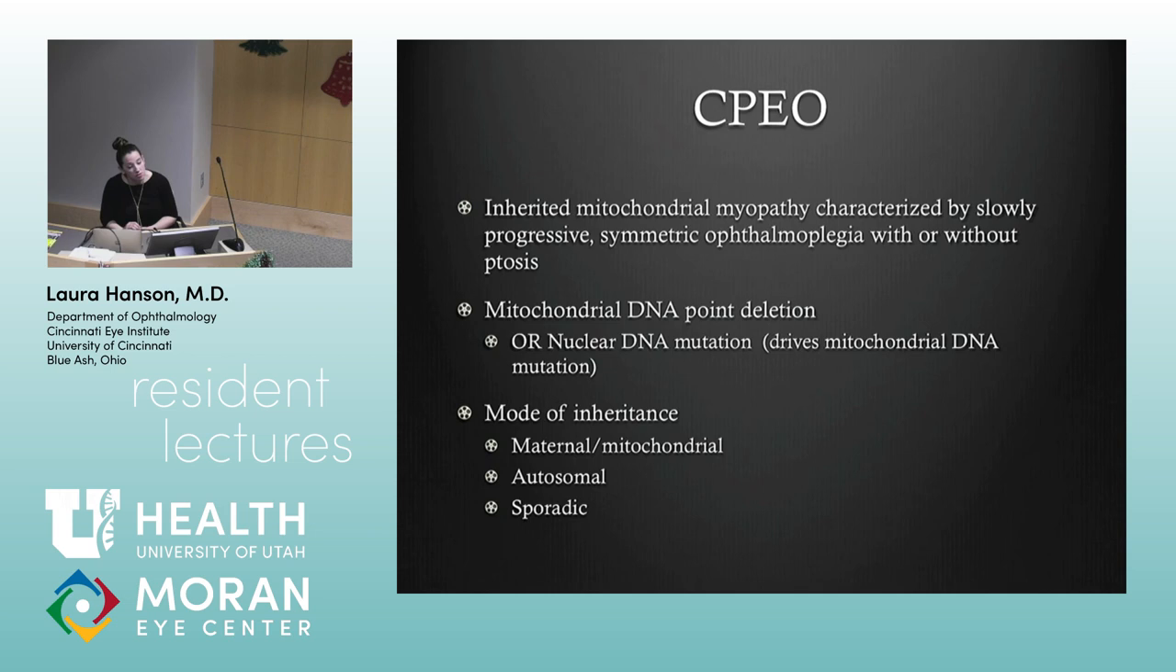CPEO, chronic progressive external ophthalmoplegia, is an inherited mitochondrial myopathy, which can be inherited either through the maternal mitochondrial DNA, autosomal, or sporadic. So you get slowly progressive, symmetric lack of movement of the eyes, usually with ptosis, sometimes without. You can have a nuclear DNA mutation that drives a mitochondrial protein issue. So it can be either nuclear or mitochondrial in nature.